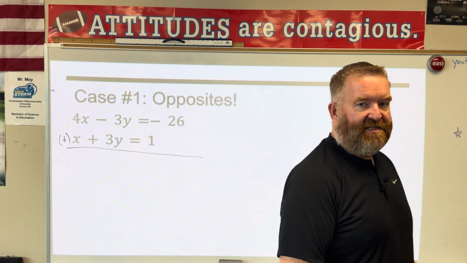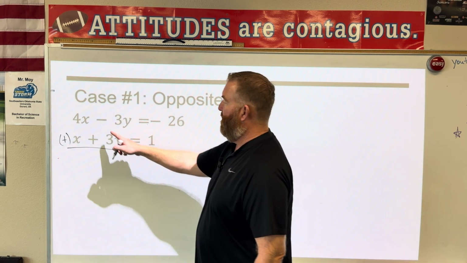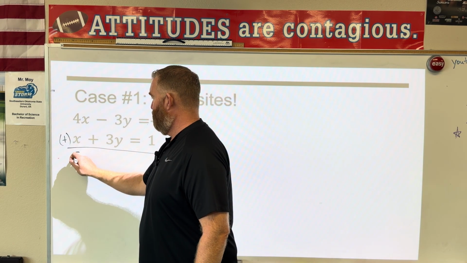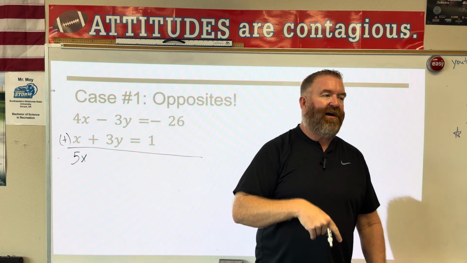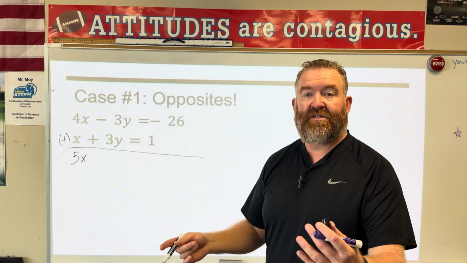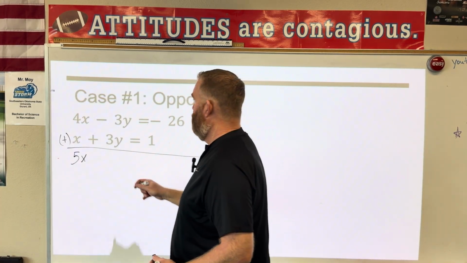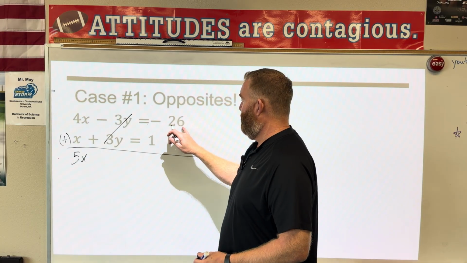Now watch what happens. This is actually very, very simple. What is 4x plus 1x? 5x. We're good here. Now what if I add negative 3y and a positive 3y? It'd be 0. So basically what just happened to my y's? They canceled out. Okay, so what is negative 26 plus 1?